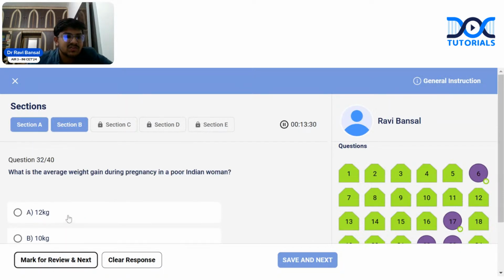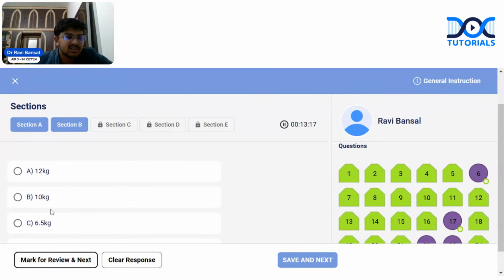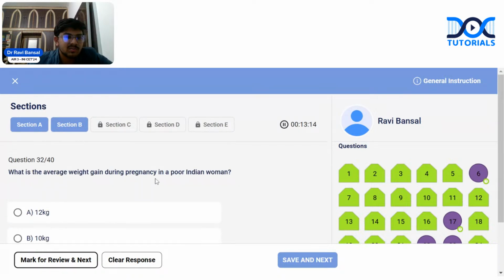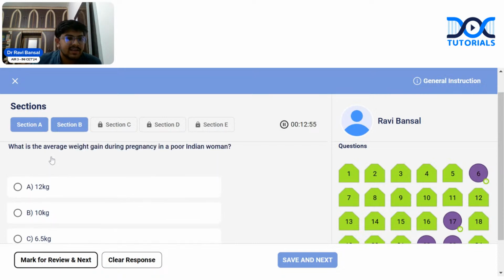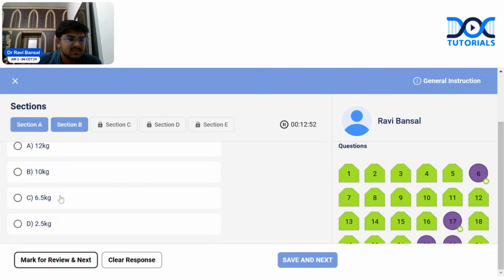Average weight gain during the pregnancy in poor Indian women. So, I remember in first trimester there is no weight gain. So remaining 6 months there should be 2 kg per month. So that gives us 12 kg. But they have asked average weight gain during pregnancy in poor Indian women. So 12 kg is the ideal weight gain that should happen in pregnancy, but in poor Indian women, they are asking about average. So this is very less. I think it was less than 10. 10 to 12 they say should happen ideally, so these cannot happen in poor Indian women. So 6.5, I remember reading it around 6, so I will just mark for review.